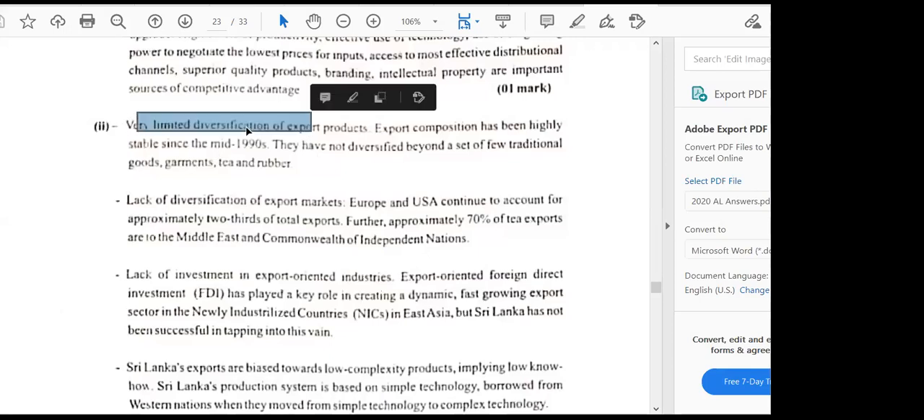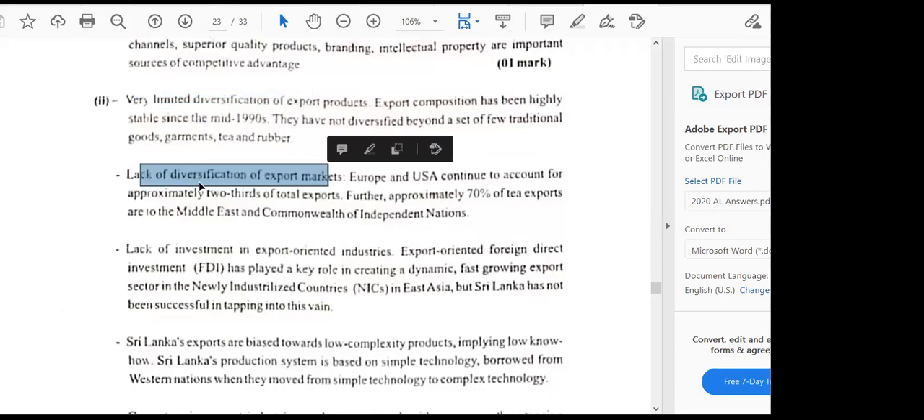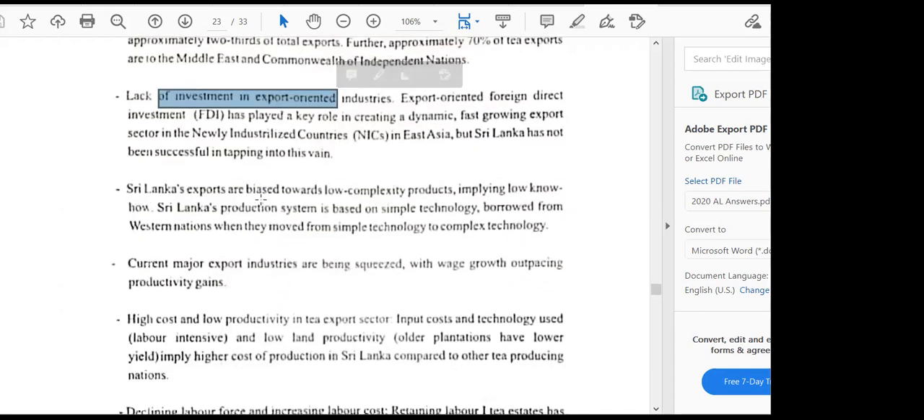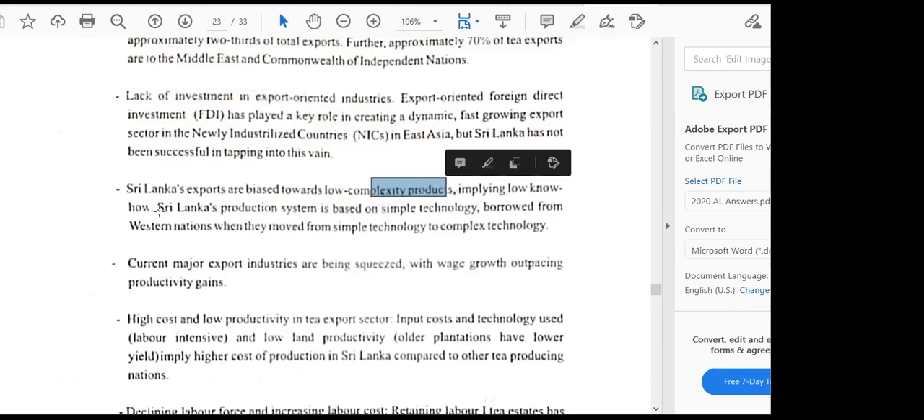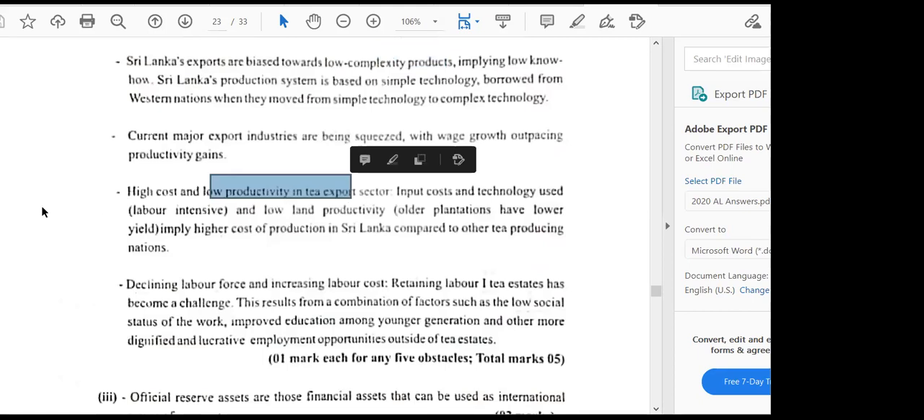Here, limited diversification of export products, right? Lack of diversification of export markets, lack of investment in export-oriented industries. Then you have Sri Lanka's exports are biased towards low complexity products, implying low know-how. So we are not exporting any technologically complex products, guys. Very simple products, right? Tea, garments. Not that you need very technological know-how for those. Then major export industries being squeezed with wage growth outpacing productivity gains, then high cost and low productivity in the tea export sector.